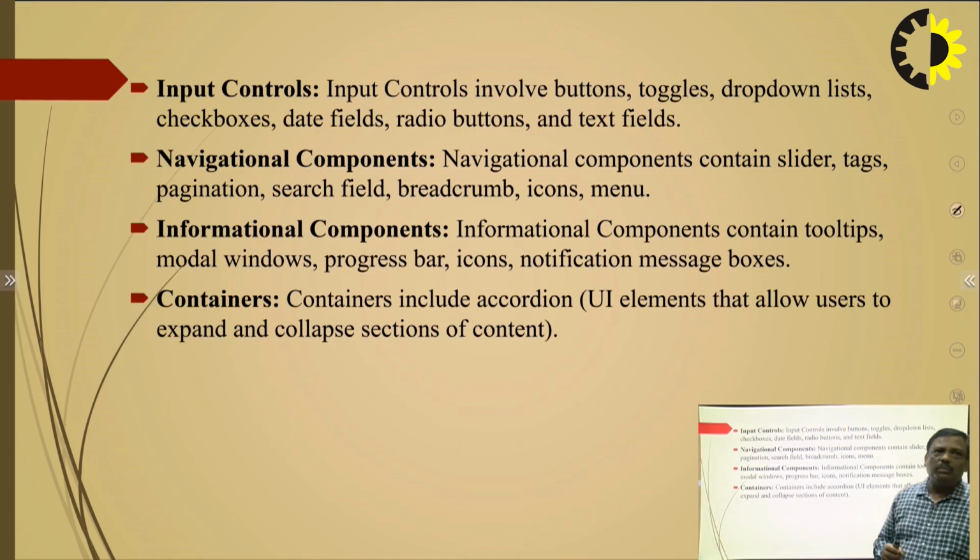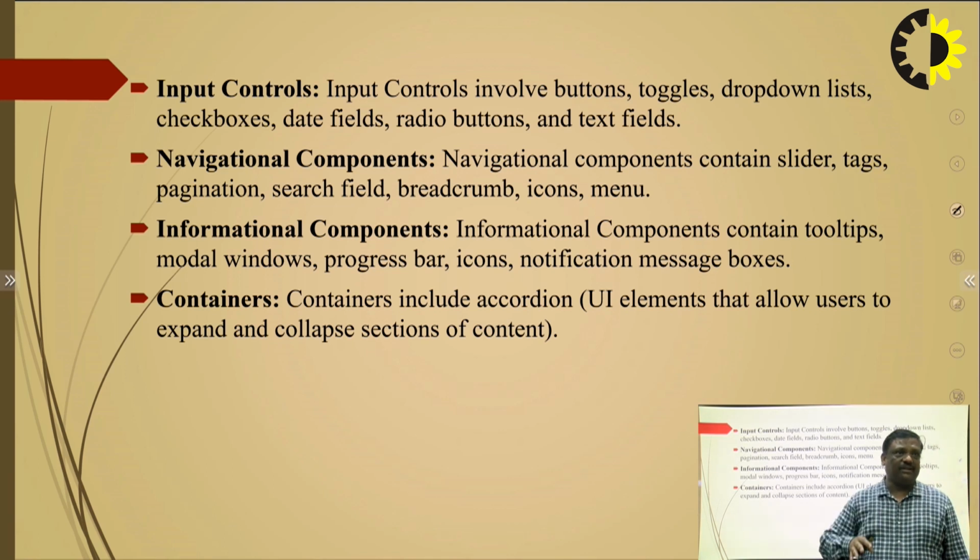Input controls involve things such as a button, toggle, drop-down list, and checkbox. Over the screen we can control everything in the windows, through checkboxes, radio buttons, and buttons. We click on a button, then some action or operation is performed within the screen. So this is the first component, input control components, and the second one is navigational components.